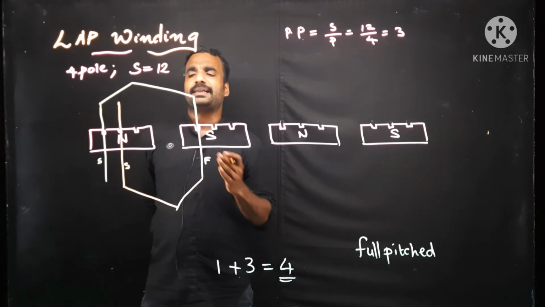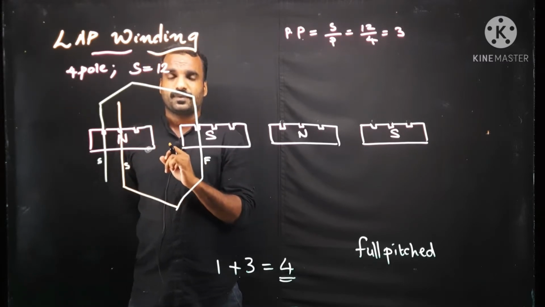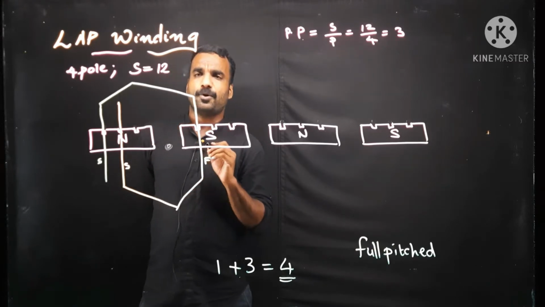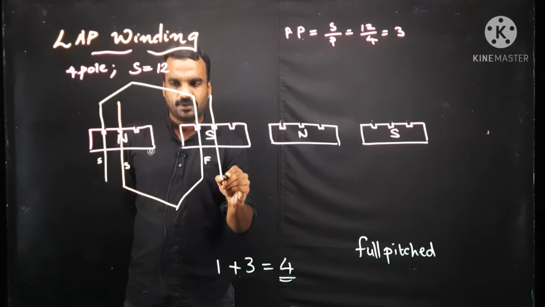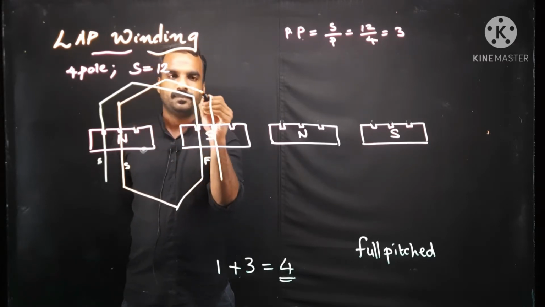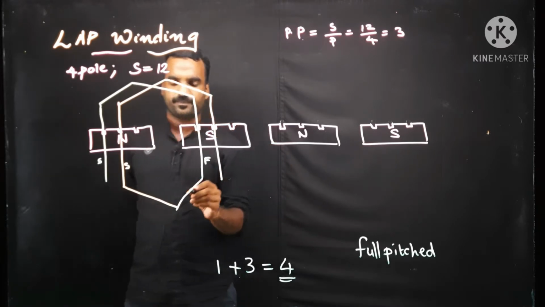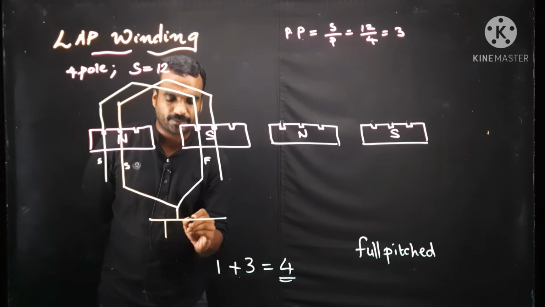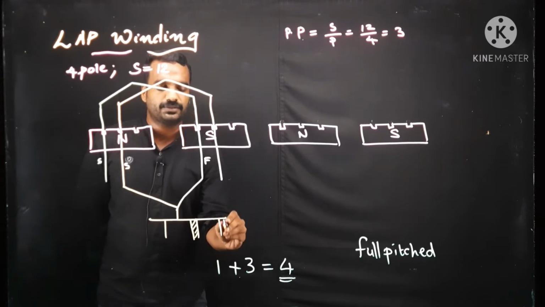So where do I have to place the finishing end of the second coil? Obviously, as it is a full pitched winding, I have to place it at the same point of the south pole. So, the second slot of the south pole. This is okay. And this connection will go to the commutator. We know what a commutator is, such things are known to you, so I am not explaining those things.